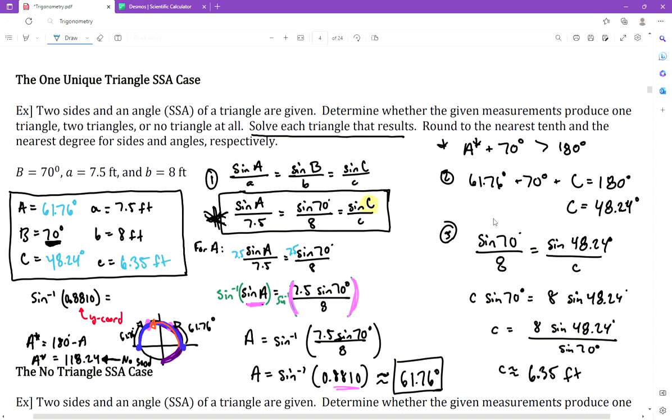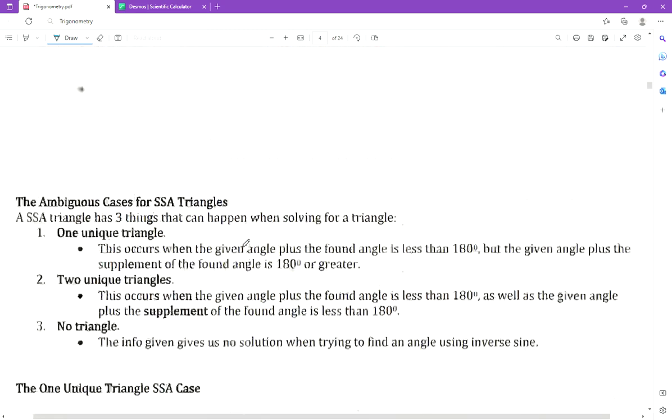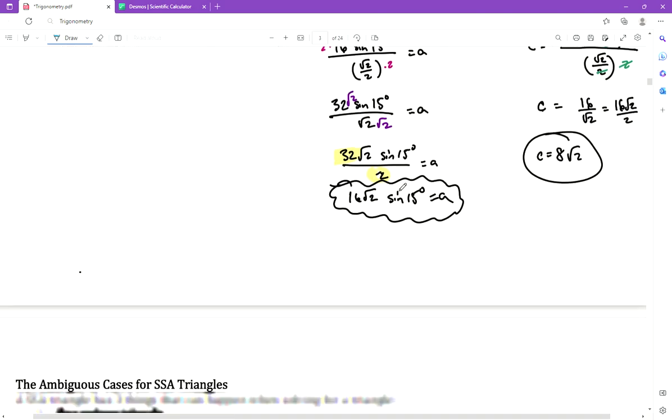Okay, so there's everything. Again, notice the quick check, my biggest angle is 70, which does have the biggest side, 8. My smallest angle is 48.24, which has the smallest side, 6.35, and then the one in between has the medium side. So at least that's looking good. Okay, but that's it. Again, the law of sines, just like in this one, just repeating over and over again.